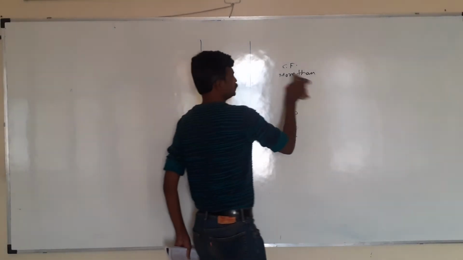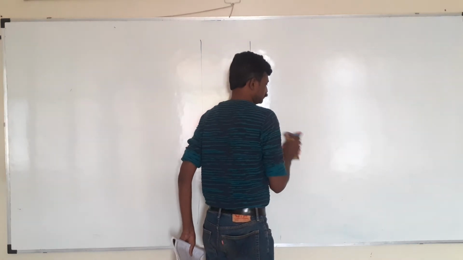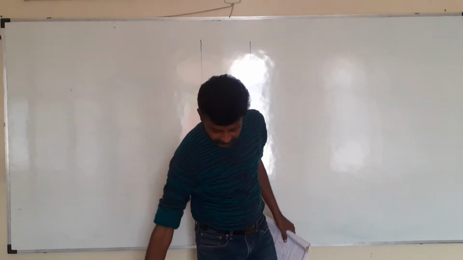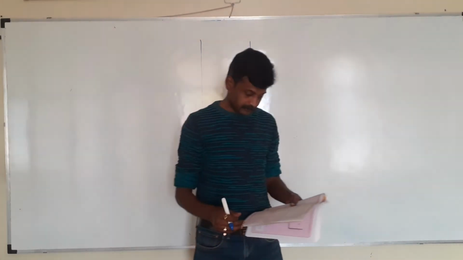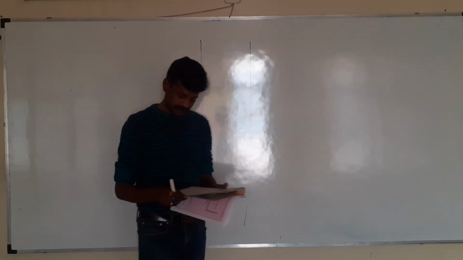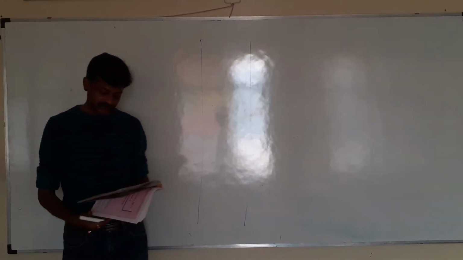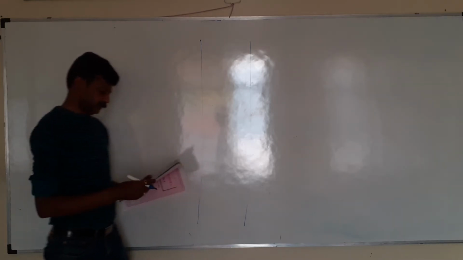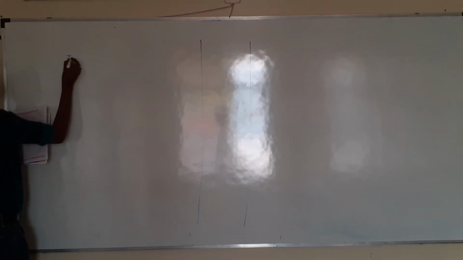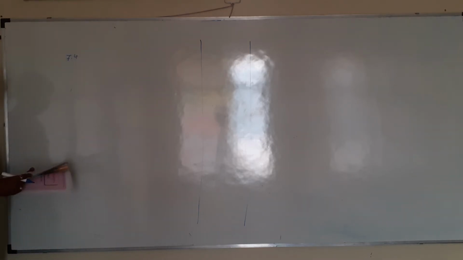Let us see which practice set we have to start, which is based on cumulative frequency less than type or more than type. On page number 121, practice set 7.4, page number 121.